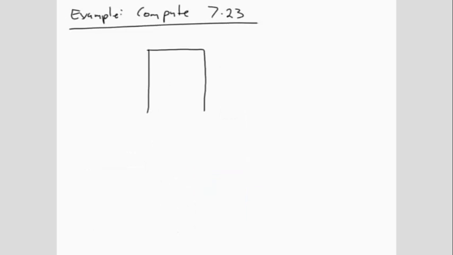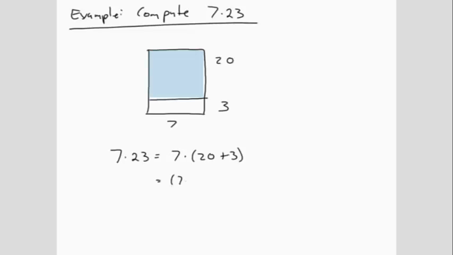Example, compute 7 times 23. In this problem, instead of breaking the grid using a vertical line, we'll use a horizontal line, but the underlying principle is still the same. 7 times 23 is 7 times 20 plus 3. Using the distributive property, this becomes 7 times 20 plus 7 times 3. 7 times 20 is 140, and 7 times 3 is 21. 140 plus 21 is 161.